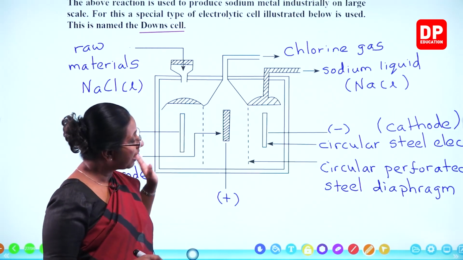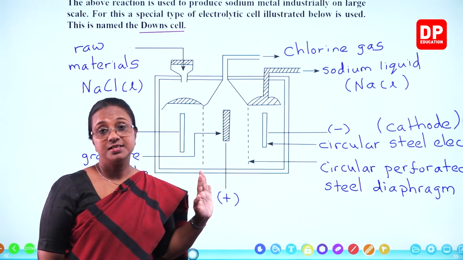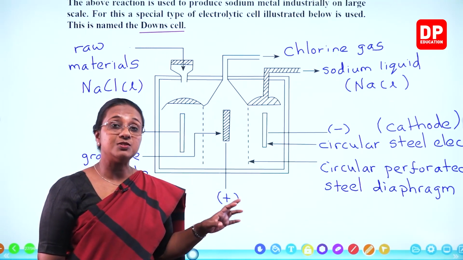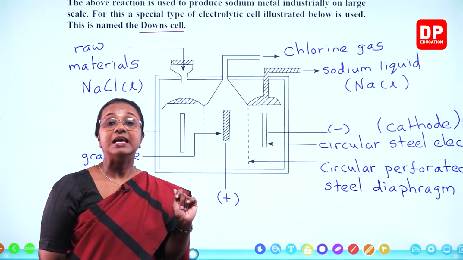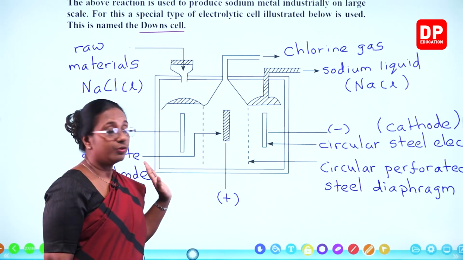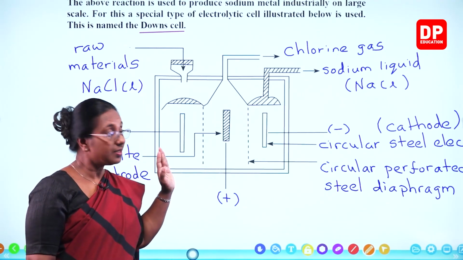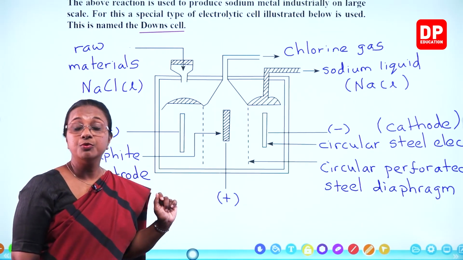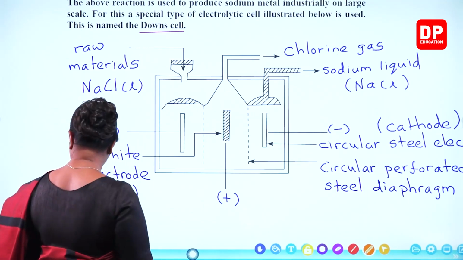So these are the parts of a Downs cell. The Downs cell is used to extract sodium industrially. You need to know the parts, students. With that, I am going to move on to the next slide.